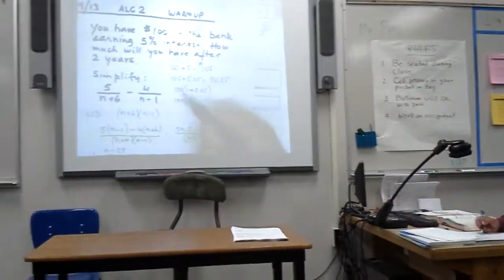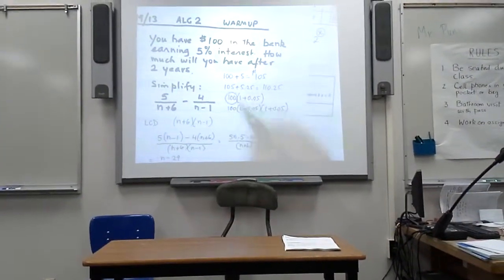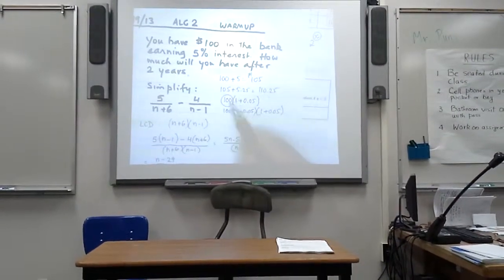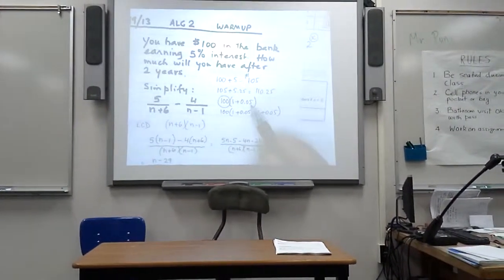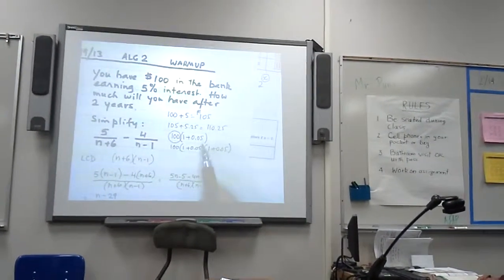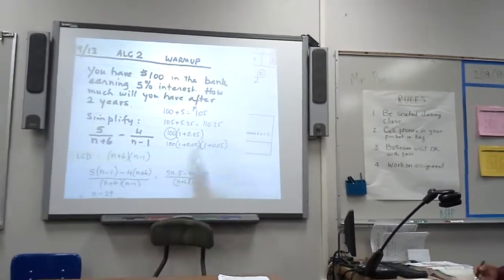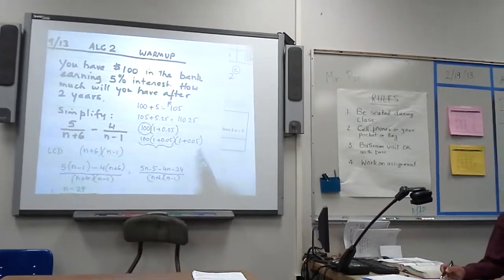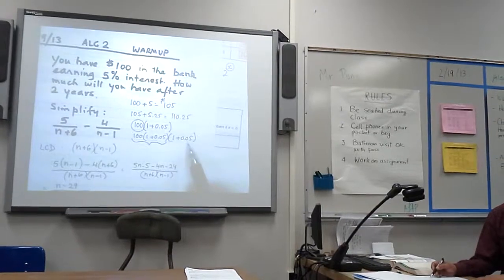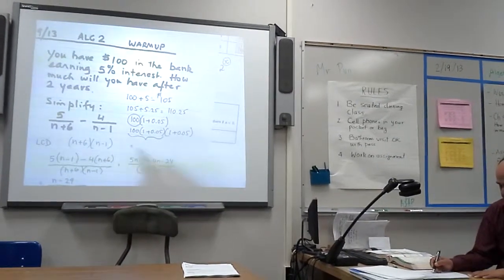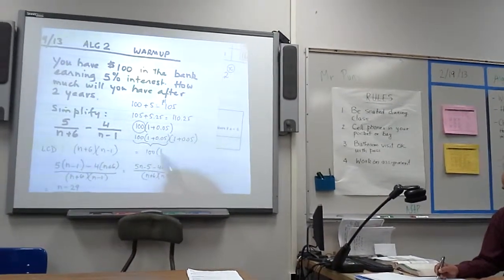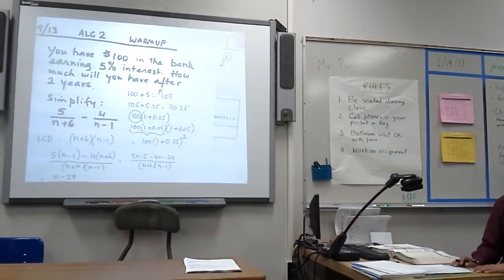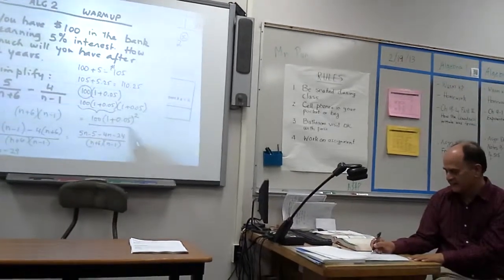You get it? This is at the beginning of the first year. I add 5% interest, so I get 1 plus 0.05. At the beginning of the second year, this is what I have right now. So at the end of the second year, I would multiply that by 1 plus 0.05. And that's equivalent to 100 times 1 plus 0.05 squared. Right?